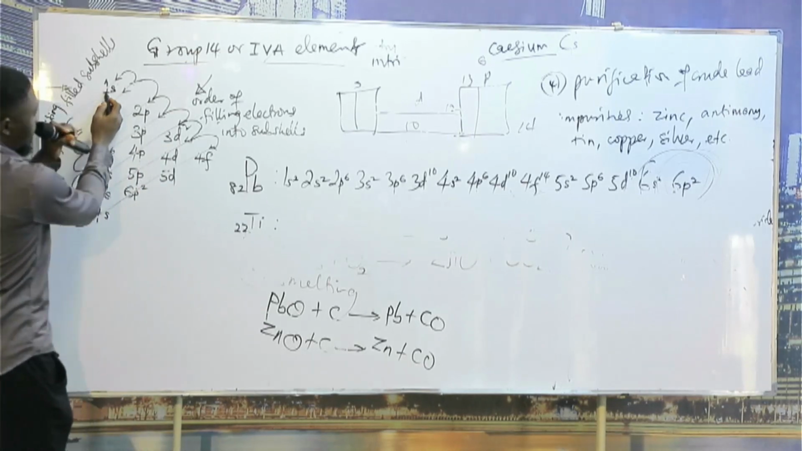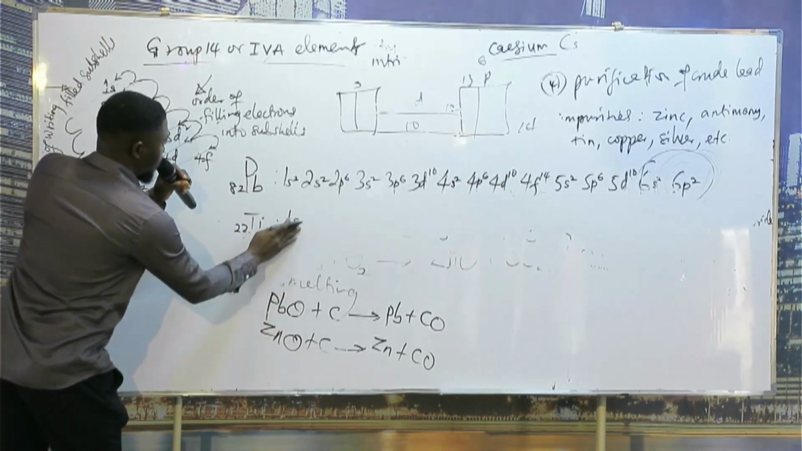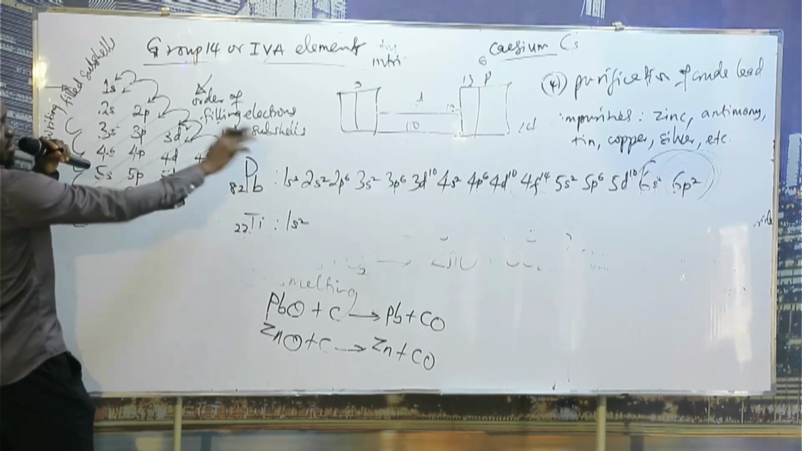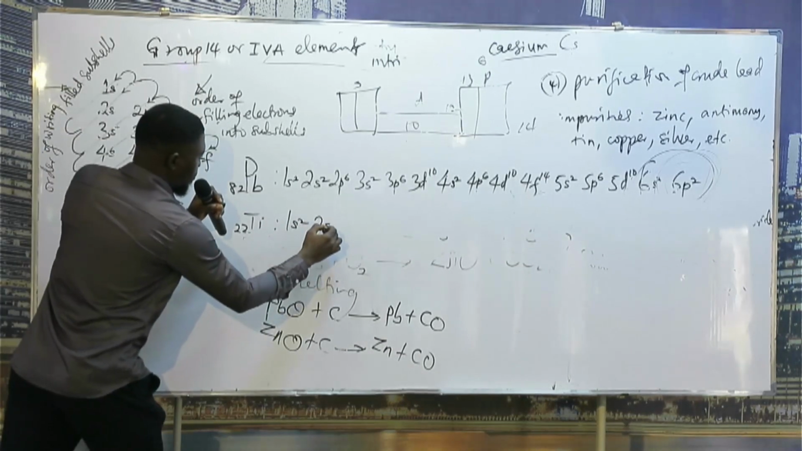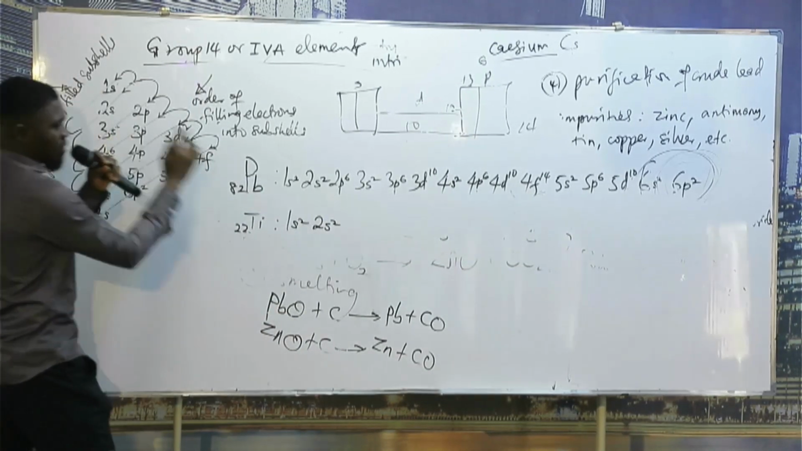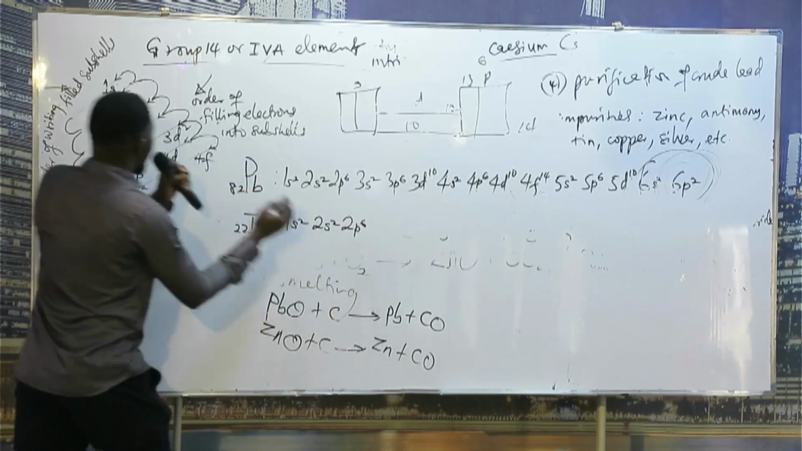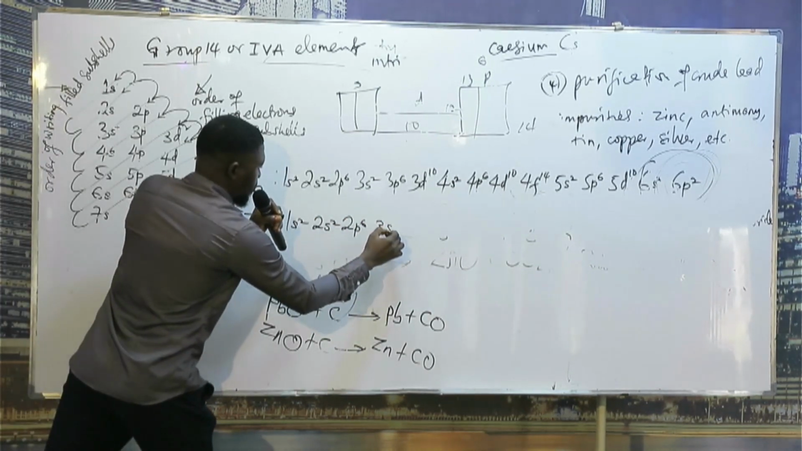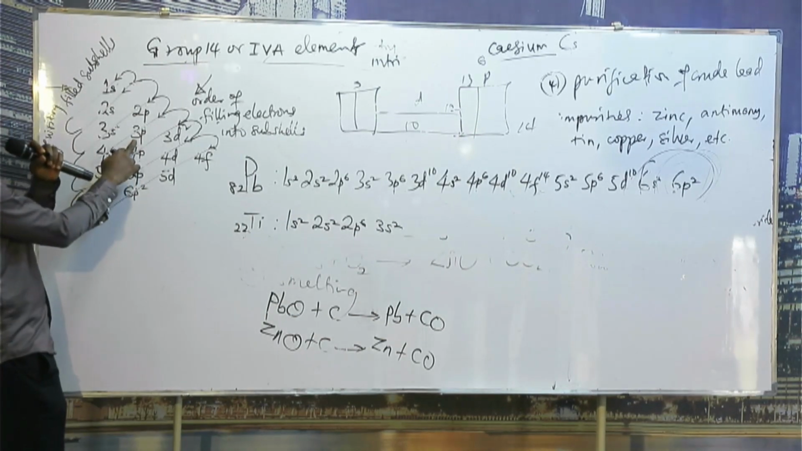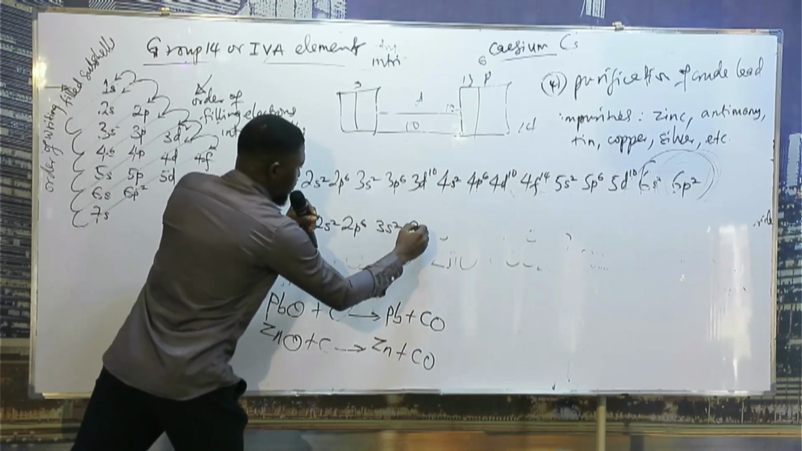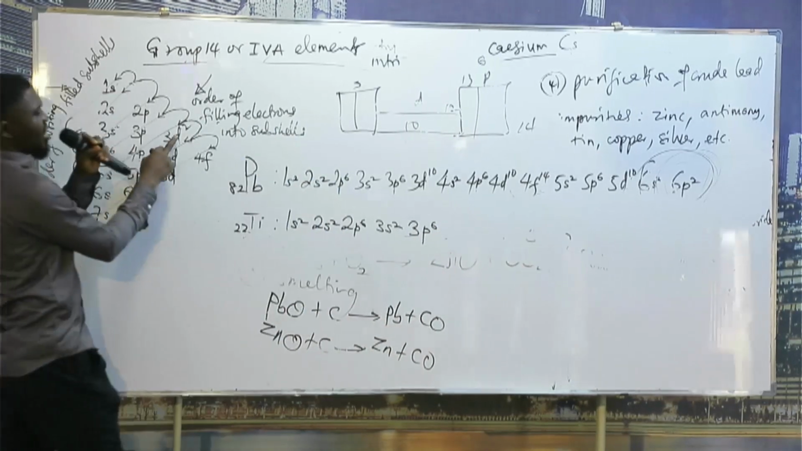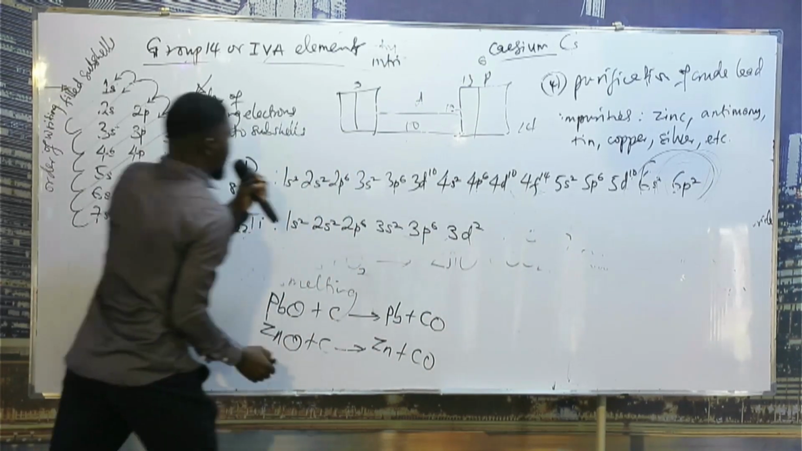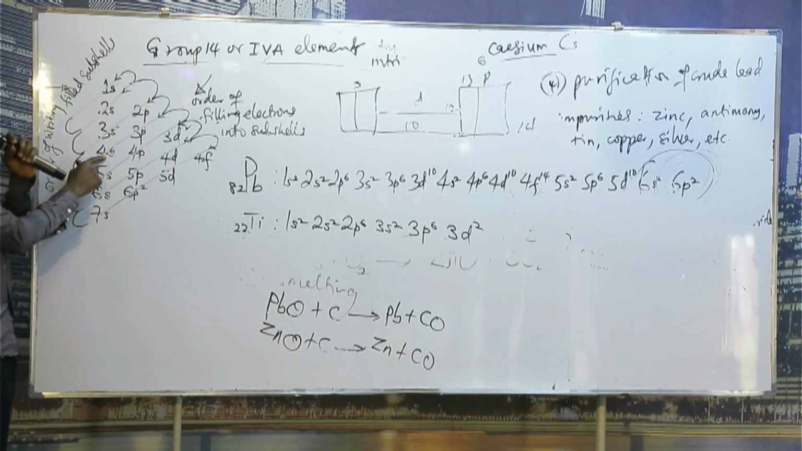Did I fill this one? I'll write it 1s2. Did I fill this one? I will write it 2s2. Did I fill this one? 2 pieces. Did I fill this one? How many did I fill in it? I'll write 3s2. Did I fill this one? How many did I fill there? Did I fill this one? How many did I fill here? I'll write 3d2. Did I fill this one? How many did I fill here?